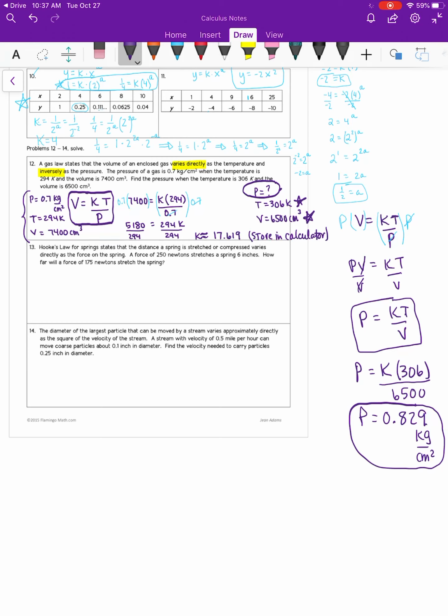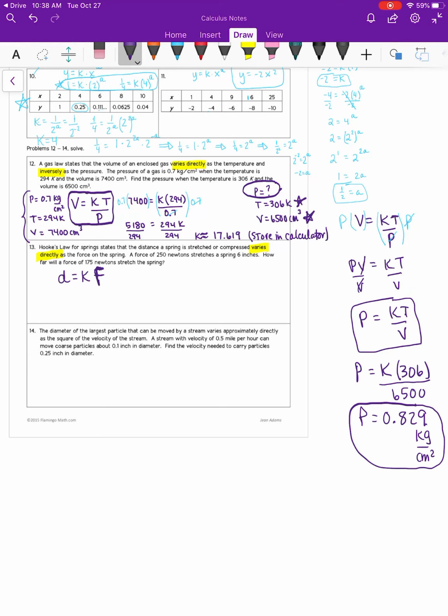Number 13, it says Hooke's law for springs states that the distance a spring is stretched or compressed varies directly as the force on the spring. So we've got direct variation. It said varies directly as the force on the spring. So distance equals K times, I guess I better make force a capital F. So distance equals some constant of variation times force. Because it was a direct variation, force stayed in the numerator.